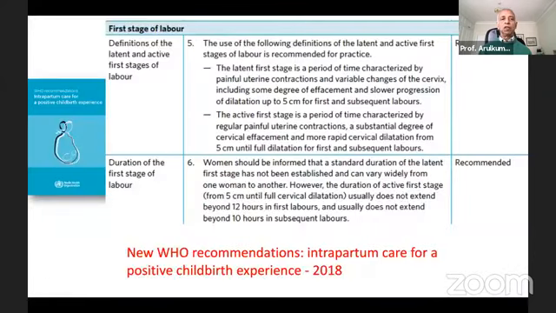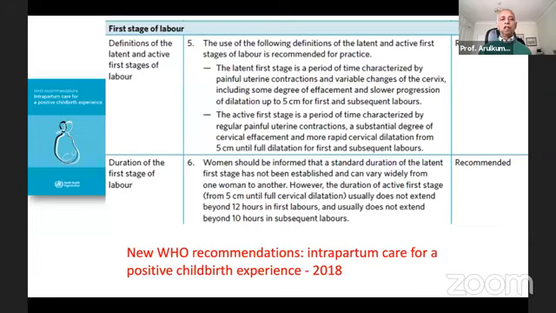So that is why WHO decided to introduce intrapartum care for a positive childbirth experience. This is crucial. There are a number of pages in this document, but I just want to show only two things. Number one, definitions of the latent and active phase of labor. They agreed that based on all the analysis they have made, 5 centimeters should be the threshold for first and subsequent labor. And the active first stage is a period characterized by regular painful contractions and a substantial degree of cervical effacement and dilatation from 5 centimeters to full dilatation.